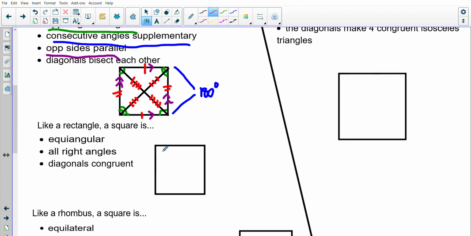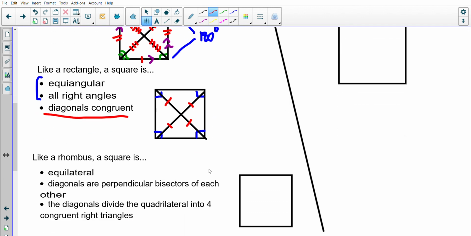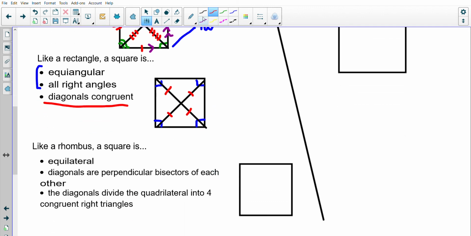Now, like a rectangle, a square is equiangular, and all right angles. Again, for me, these two go hand in hand, but they are equiangular. So here are my 4 right angles. And the diagonals are congruent. So if I show that again, in this particular case, I'm just going to put 1 tick mark on each of these little segments, showing that they bisect each other and that they have the same measure.